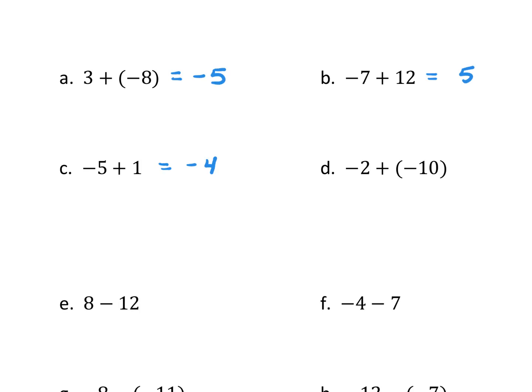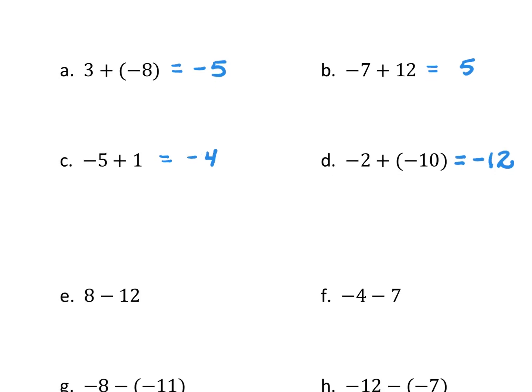Example D, we have negative 2 plus negative 10. Here these numbers have same signs, and because they have same signs, we are going to add 2 plus 10 to get 12, and we keep the sign. Final answer is negative 12. All right, so these are all examples of adding signed numbers, and so now let's go down and look at some subtraction problems and talk about how we are going to look at this.